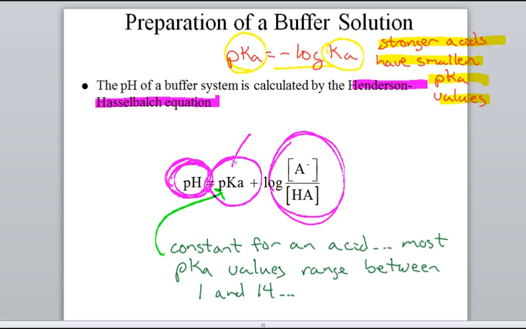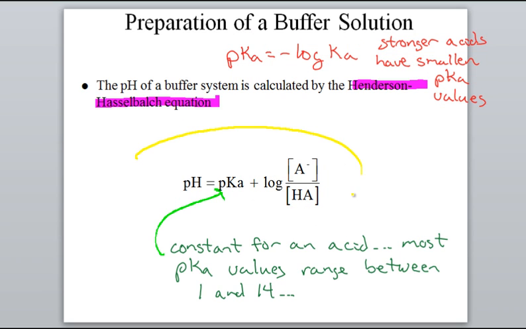If you had a certain pKa value and you wanted a pH that was lower than that, we'll have relatively more of the acid. If you wanted a pH higher than the pKa value, we'll have relatively more of the base. Base raises the pH, acids lower the pH.